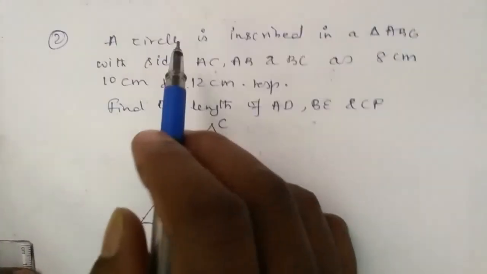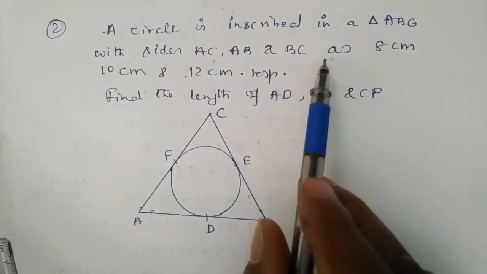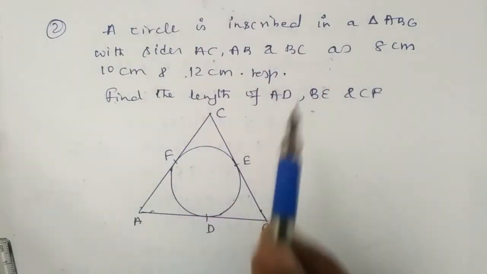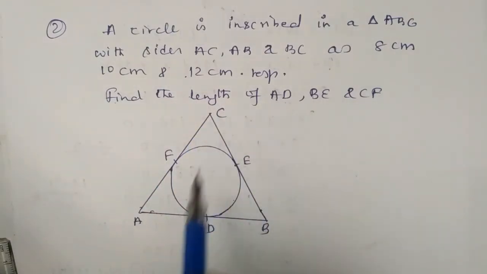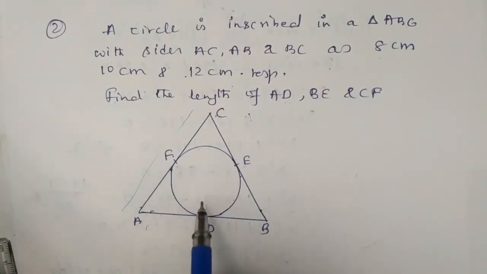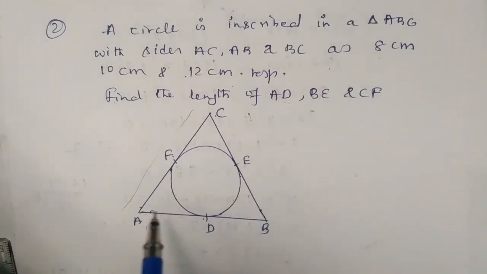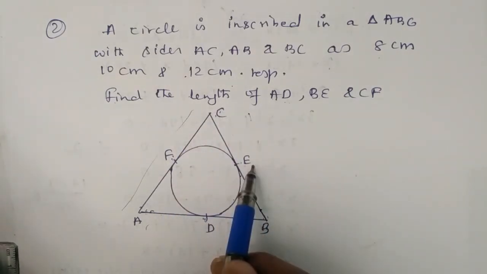The problem figure. A circle is inscribed in a triangle ABC with the sides AC, AB and BC as 8, 10 and 12. All the three lengths are given. Find the length of AD, BE and CF. These three find out. So you know the whole lengths, all the three whole lengths are given, no? 8, 10 and 12. To find this, the second theorem would help you. That is AD and AF are equal, BD and BE equal, you know that, and CF and CE also equal.